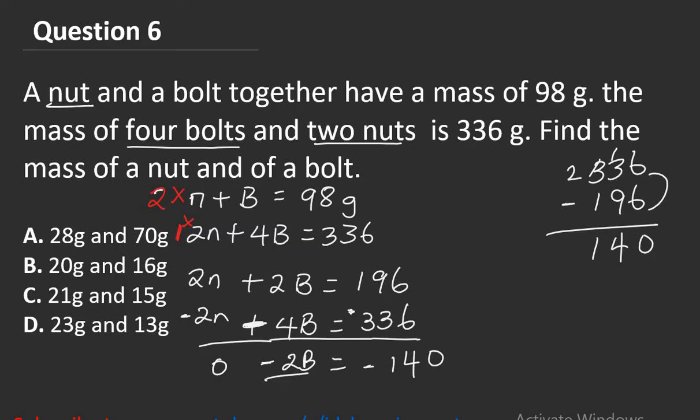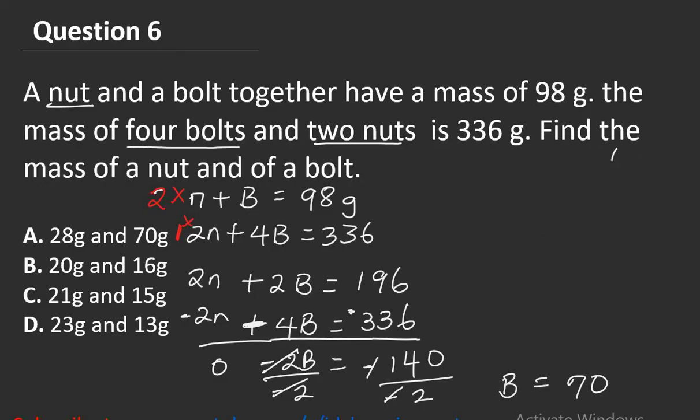To get b, we'll divide both sides by minus 2. Minus 2 cancels minus 2. Minus cancels minus. b is equal to 140 divided by 2, which is 70. Now we know the mass of the bolt, which is 70 grams.